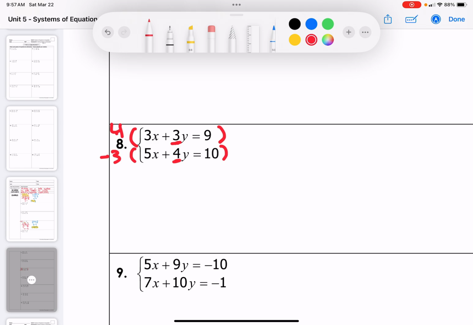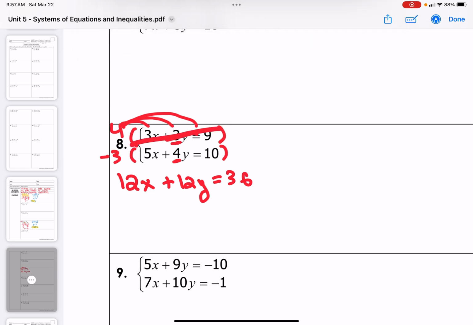So let's rewrite all this. So I'm doing the top first. 4 times 3x, that's going to give me 12x. 4 times 3y, that's going to give me 12y. 4 times 9, that's going to give me 36. All right. So that takes care of the top expression. I'm not looking at the top expression anymore. Now let's do the bottom expression.